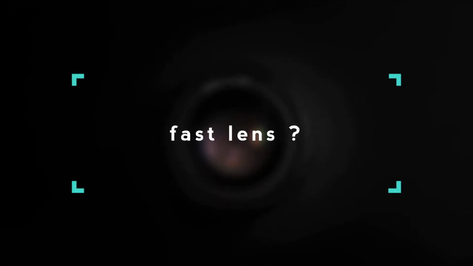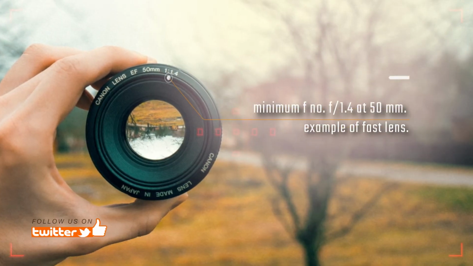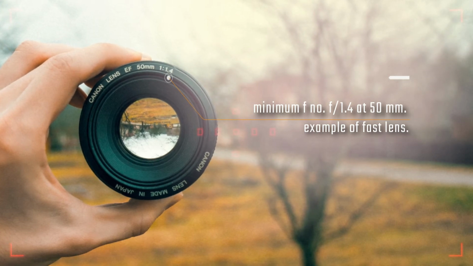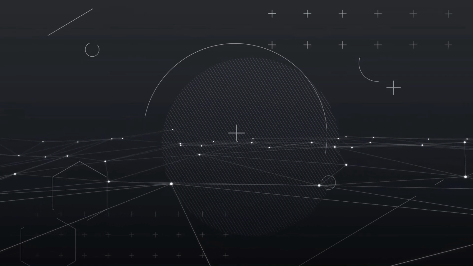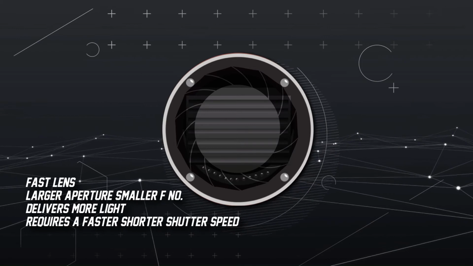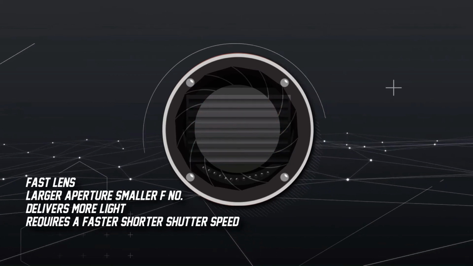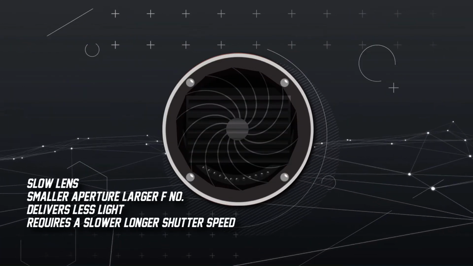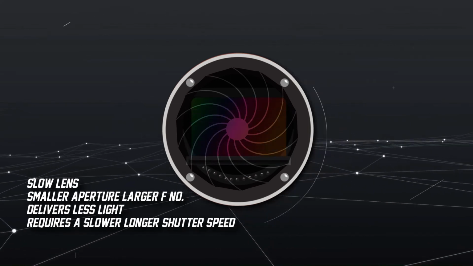But what is a fast lens? The speed of the lens, and how fast it is, refers to the maximum aperture of the lens. The larger the aperture, the faster the lens is. It is because a fast lens, with a larger aperture, can achieve the same exposure with a faster shutter speed. Conversely, a smaller aperture (larger f number) is slow because it delivers less light intensity and requires a slower, longer shutter speed.